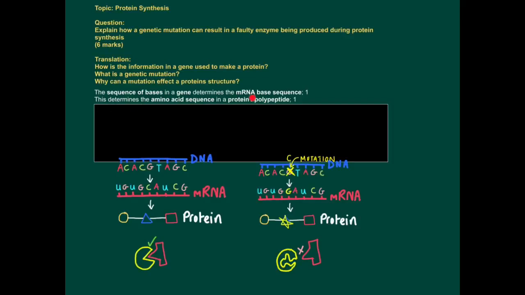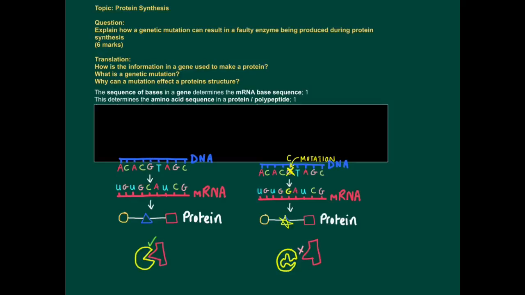Now for summarizing translation. The mRNA base sequence determines the amino acid sequence in a protein or polypeptide, same thing. So if you remember, every 3 bases, which we call a triplet or a codon, will code for one specific amino acid. So the sequence of codons on mRNA will basically determine what amino acids are found in our protein and the order in which they're found. So the sequence of bases in a gene determines the mRNA base sequence here, and this determines the amino acid sequence in a protein here. So now we've addressed how the information in a gene is used to make a protein.